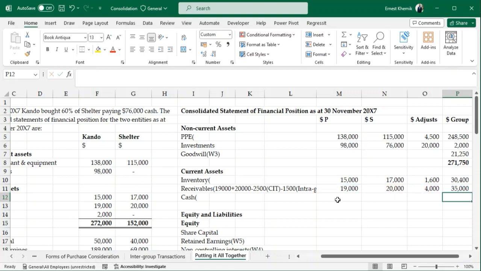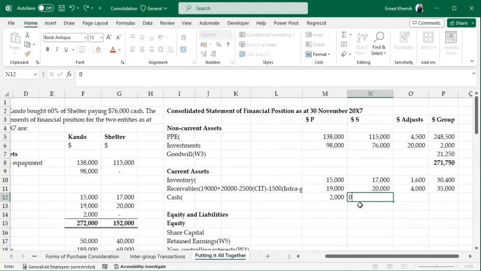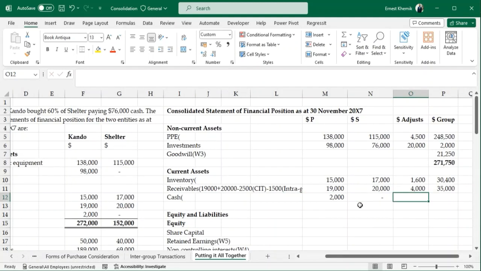Then for the cash, as I said, is going to be for the parent. Cash for the parent, that's 2,000, 0 for the subsidiary. So we have 2,000 for the parent, 0 for the subsidiary, and then we have received a check which is in transit, so 2,500. So I'm going to have this. We are treating the check as though it has been received by the parent. So we have 2,500 added to the 2,000 here, and then we have 4,500. So I can add this figure together.